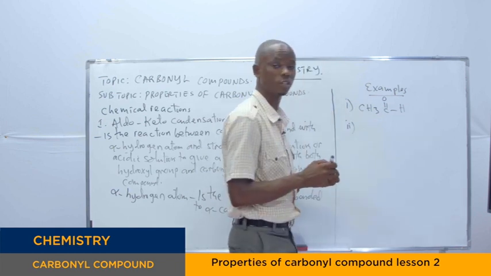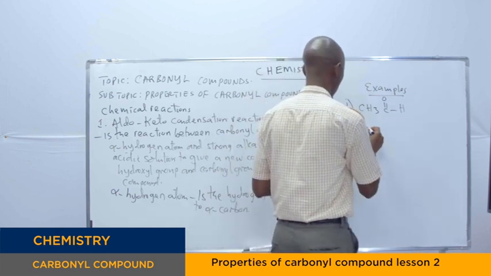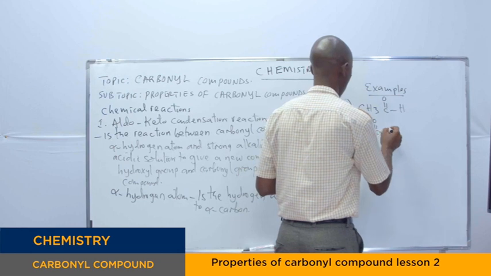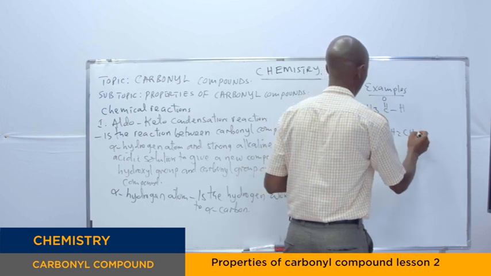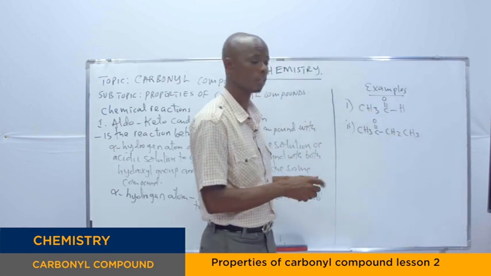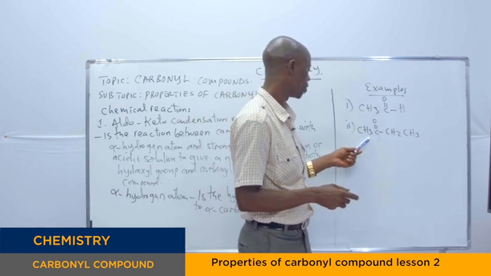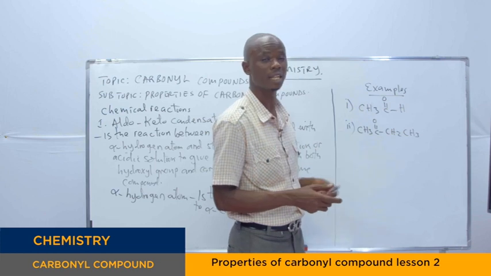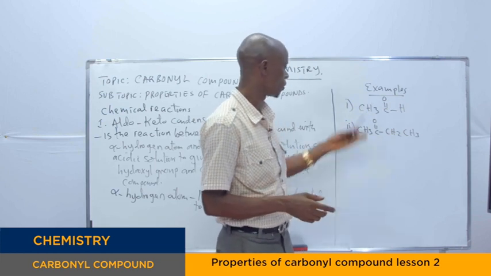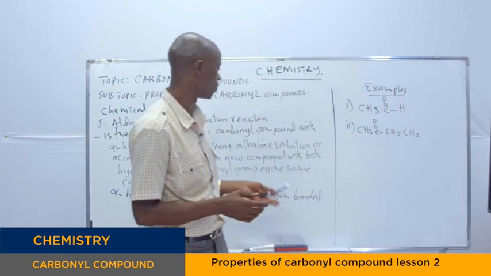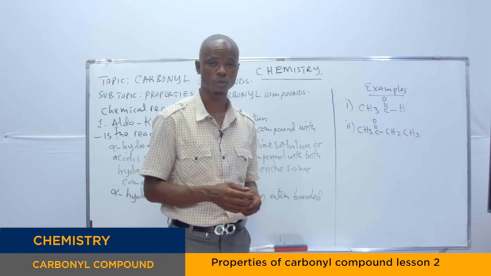Now, for the case of ketone, we have this one. So this carbon atom, which is bonded to this one, you can have these hydrogen atoms that you can see. So these are the examples of the compounds with alpha hydrogen atoms.